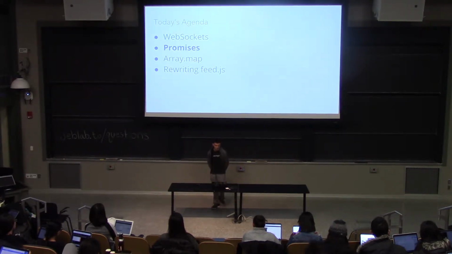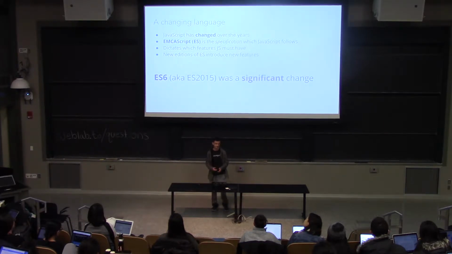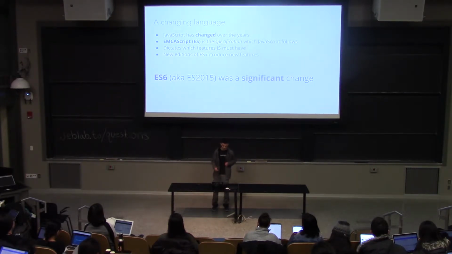So next, we have reached promises, which we're going to use to make our async code a bit nicer. Before that, I want to preface this by talking about JavaScript and its changing nature. JavaScript has been around for like 20 years, but it hasn't been the same the whole time. There is a specification called ECMAScript, called ES, that basically dictates what features JavaScript should have. And every year or so, there's a new ES version, which introduces new features into the JS language.